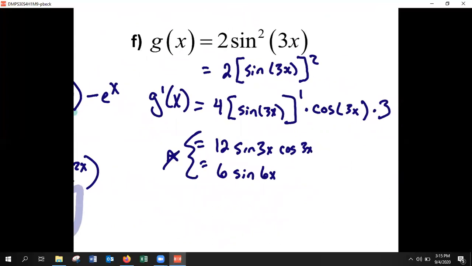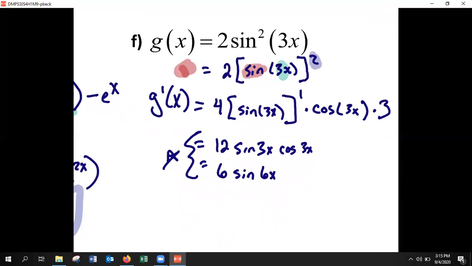For f, this is our first opportunity where we're not seeing just 2 functions, we are seeing 3 functions. Our outermost function is going to be that power of 2. The innermost function is 3x. So if you notice that there is a middle function that's occurring, that middle function is sine. It's a lot easier to see it in this form right here than it is in the original form.